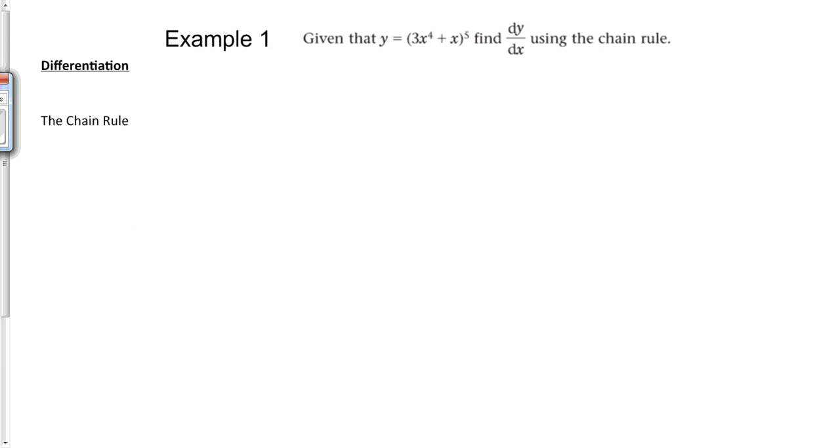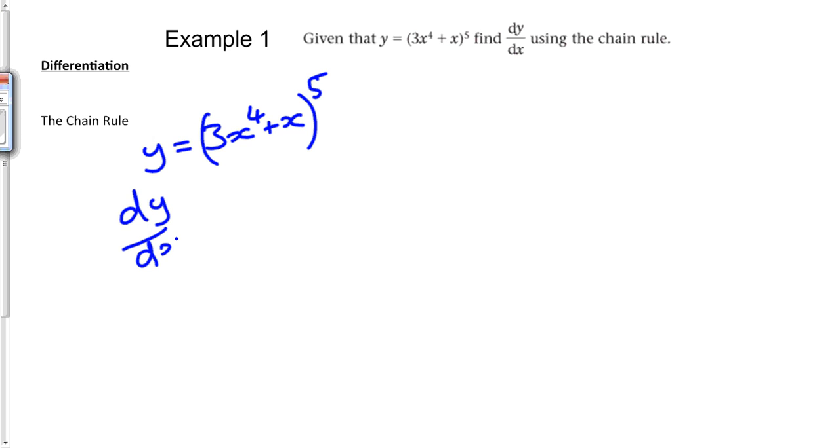So with this one here, we've got y equals 3x to the power of 4 plus x, and that's all to the power of 5. Now we want to differentiate that. Now the chain rule, which we will come on to in a little bit more detail in the next couple of examples, is we bring the power down, so we bring this power here down to 5, so that would become 5 lots of 3x to the power of 4 plus x. Then the power drops to make the power of 4.